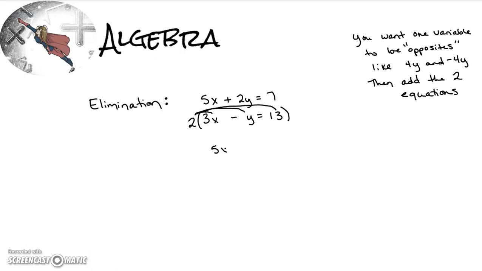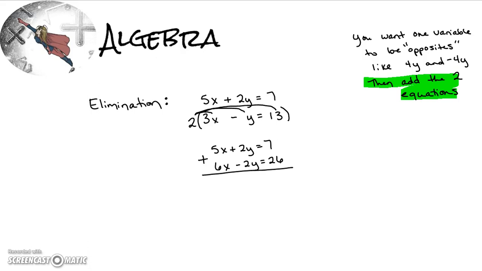So just recopy the first equation, because we're not changing that at all. Now distribute the 2 through the second equation, so 6x minus 2y equals 26. And then, this is the step where I said to add the two equations. So we're adding vertically. 5x plus 6x is 11x. 2y minus 2y is gone. It's 0. And then 7 plus 26 is 33. So these numbers are probably looking familiar. Divide by 11 on both sides, so x equals 3.